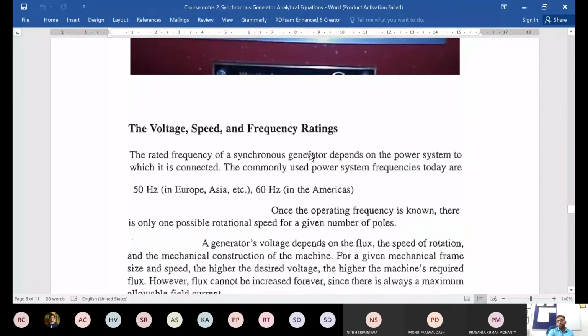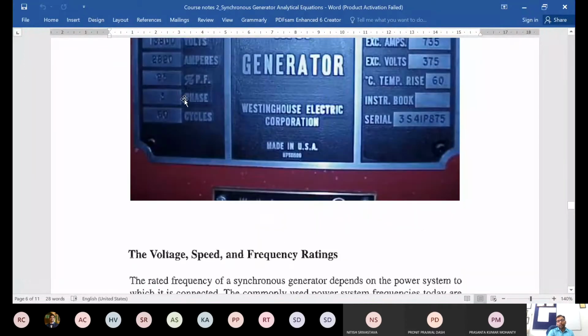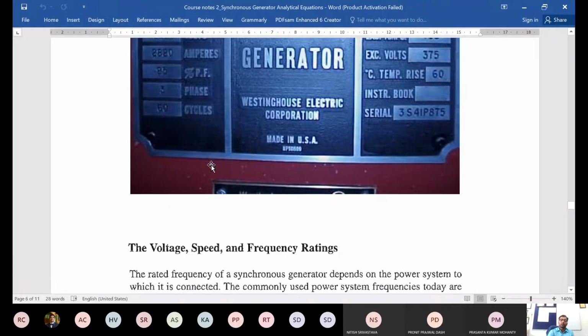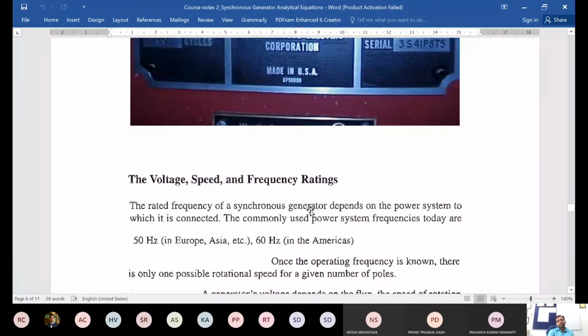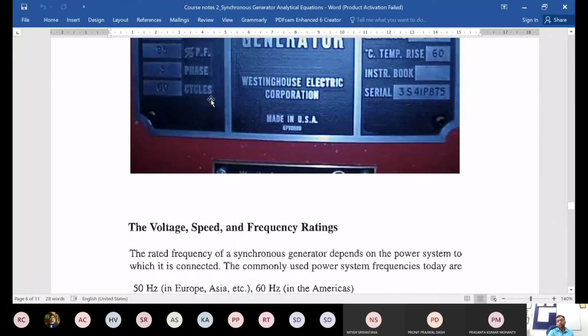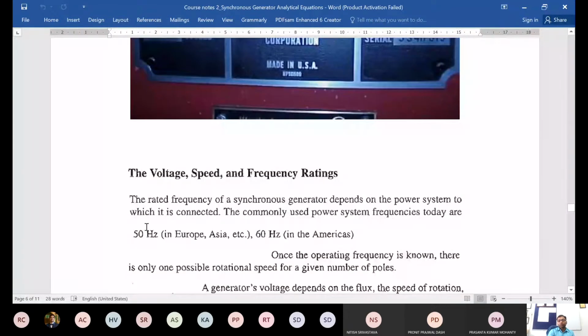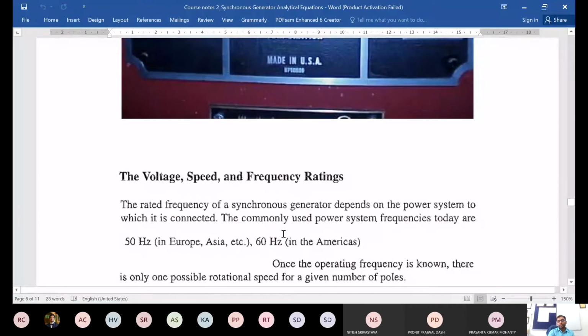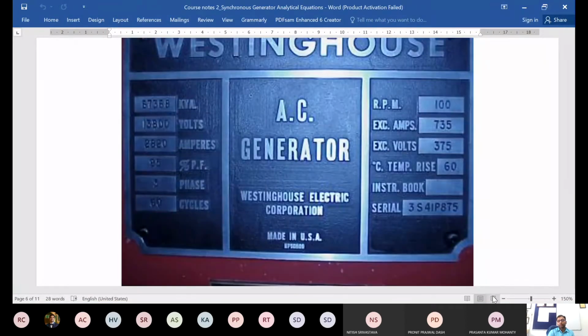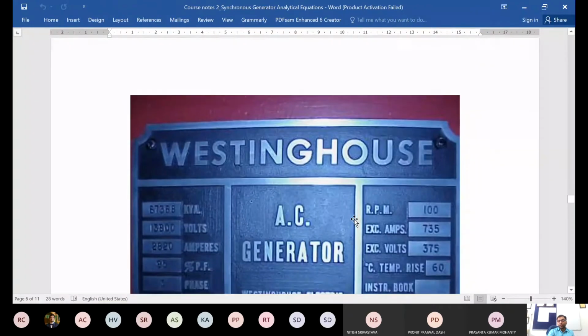The rated frequency of the synchronous generator, first of all, it starts with frequency, because that is independent of the machine. It is not dependent on the machine in any way. The rated frequency simply depends on the power system to which it is connected. So you cannot really change this. This is a constant depending upon where you are applying this machine. Commonly used power system frequencies today are 50 Hertz in Europe and Asia and 60 Hertz in the Americas. Depending on where you are going to use this machine, this is a given. This is a constant which cannot be changed.